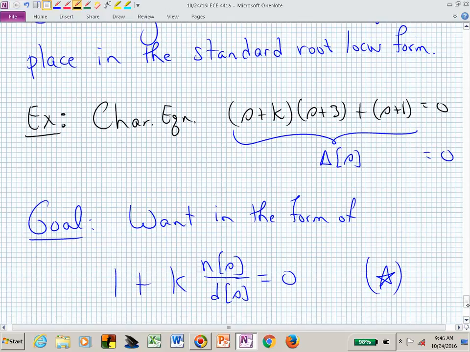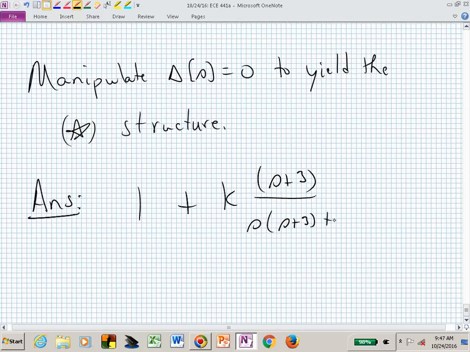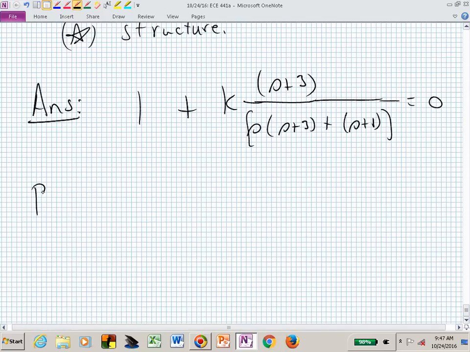In this case, it ends up being the following. I wanted to flip to the back and find the answer anyway, didn't you? So I'll just give it to you. It's 1 plus K times (s plus 3) over s times (s plus 3) plus s plus 1. And the way that we do that is the following. So here's the process.